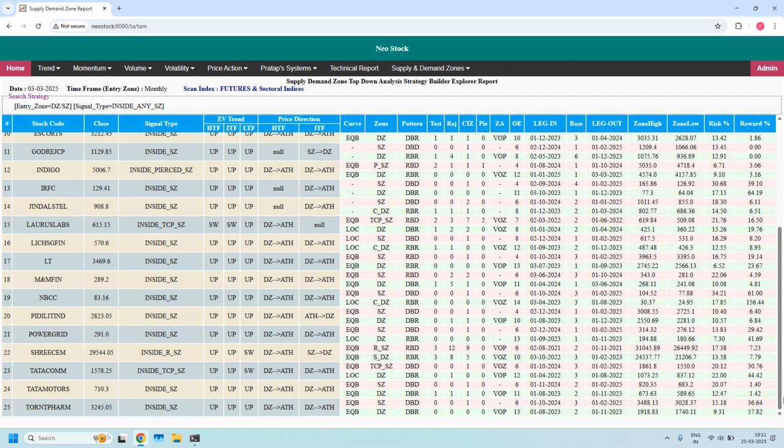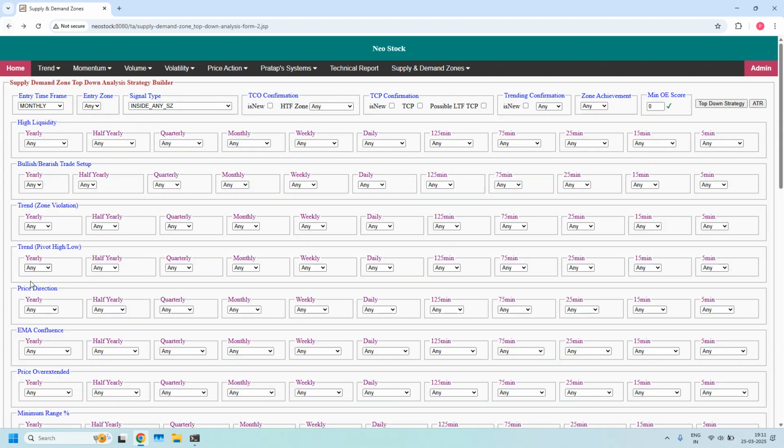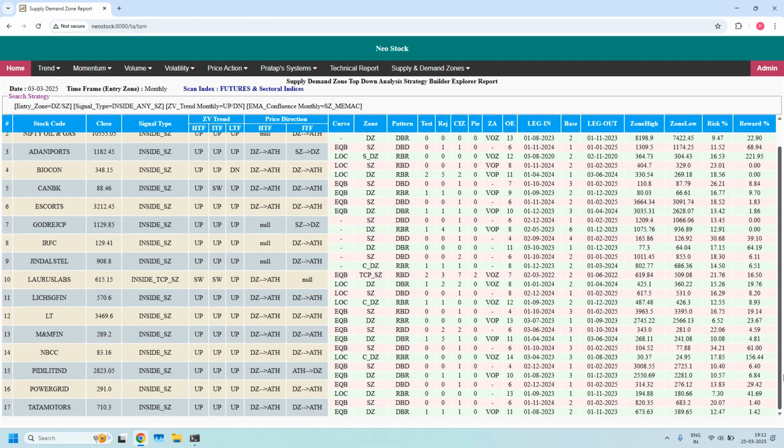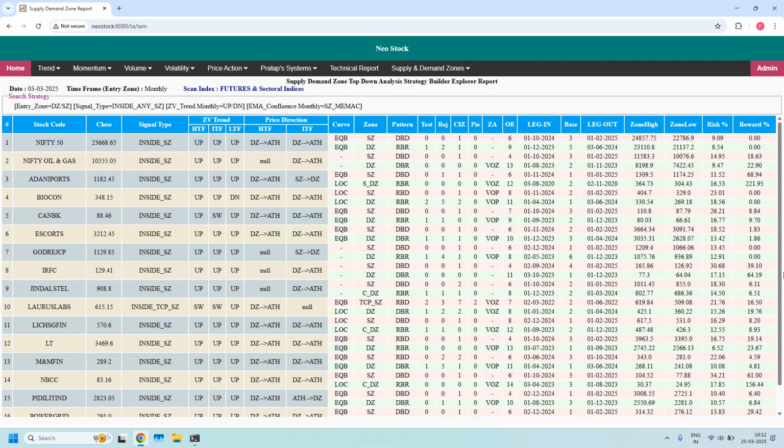We can further filter based on monthly supply zones having monthly EMA confluence. And trend on the monthly should not be sideways. It can be up or down. So now we got 17 stocks. First 15 stocks in the list.